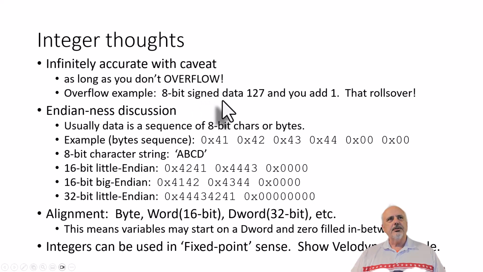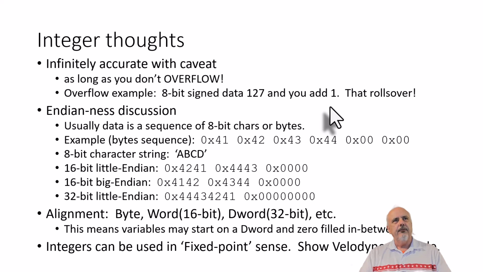All right, so here's kind of what we're looking at. The data, if integer, is infinitely accurate as long as you don't overflow, like I showed you in that one example where you have 8-bit signed data and you add 1 to it. That's a rollover or an overflow. So that's kind of a caveat. As long as you don't overflow, then it's very accurate. Infinitely accurate.